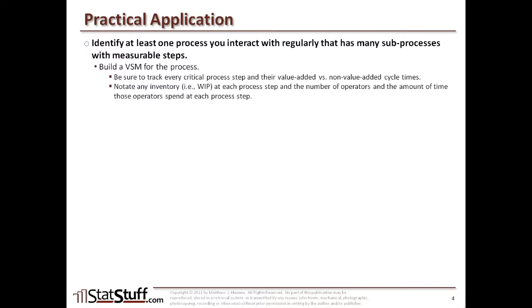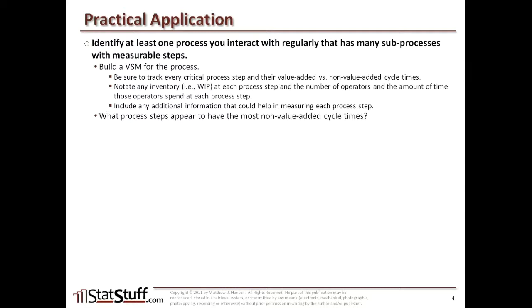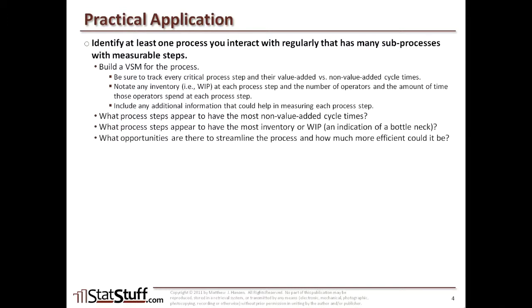Also notate any inventory, such as work in process at each process step, and the number of operators and the amount of time those operators spend at each process step. And then next, I'd like you to include any additional information that could help in measuring each of those process steps. Then I'd like you to ask yourself, what are the process steps that appear to have the most non-value added cycle times? And what process steps appear to have the most inventory or work in process, which could be an indication of a bottleneck in the process? And then finally, what opportunities are there to streamline the process, and how much more efficient could it be?